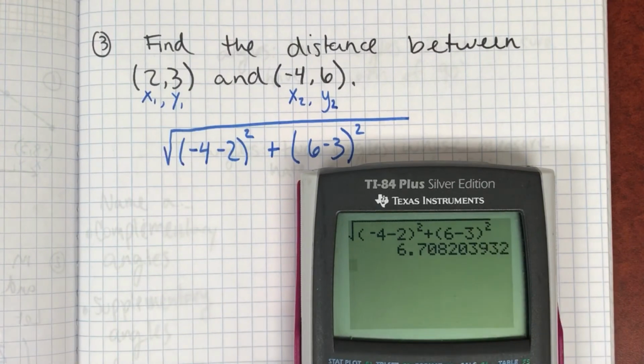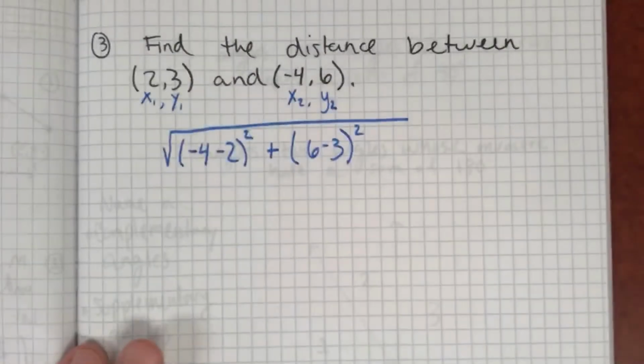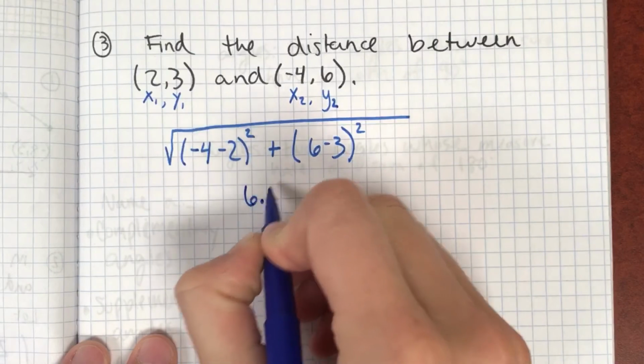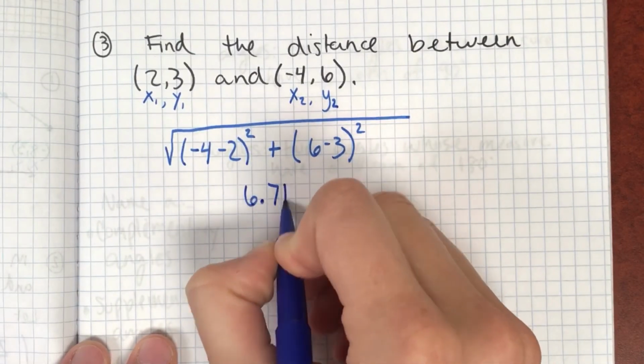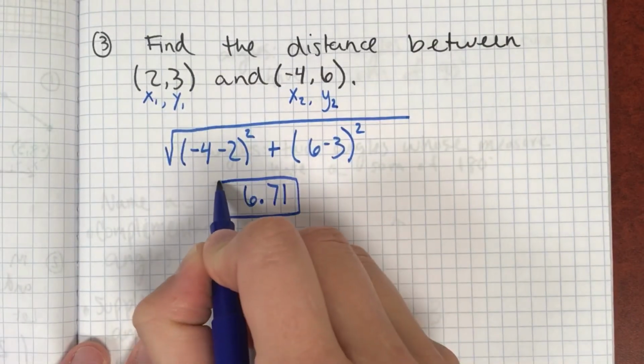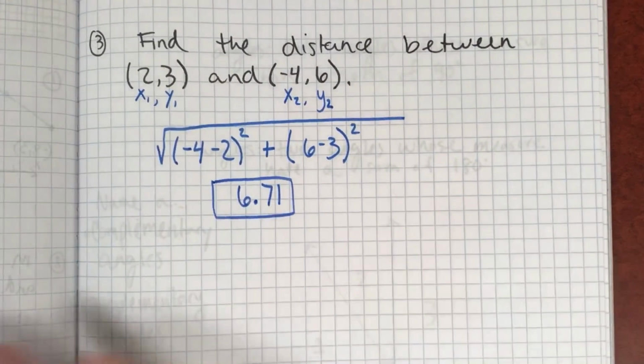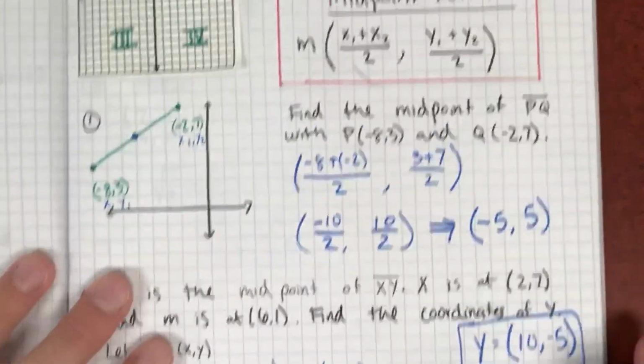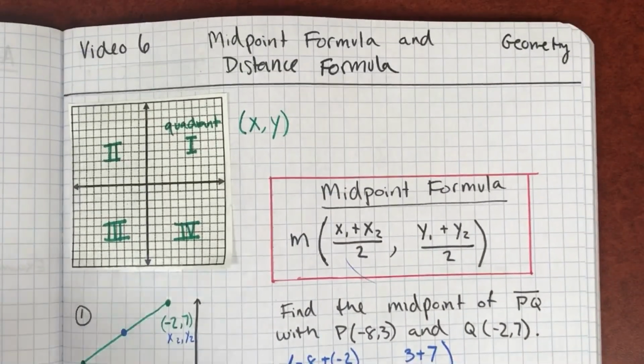And we get, let's round to 2 decimal places, 6.71. All right, and so that's our distance formula. So this short video covers midpoint and distance formula.